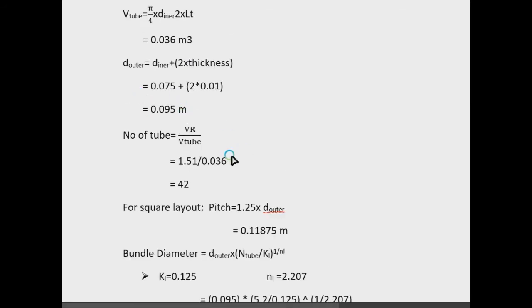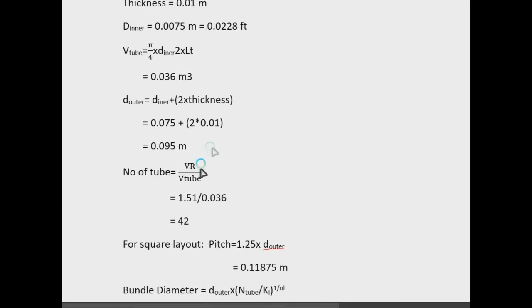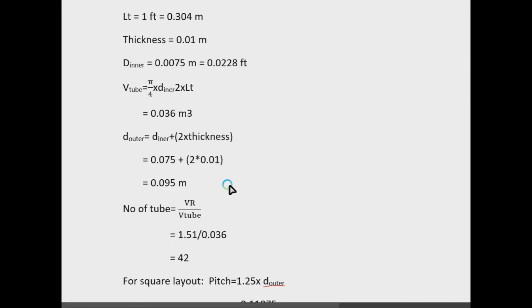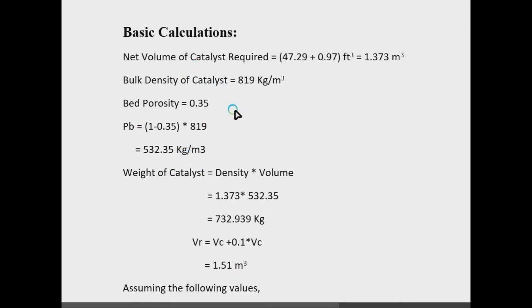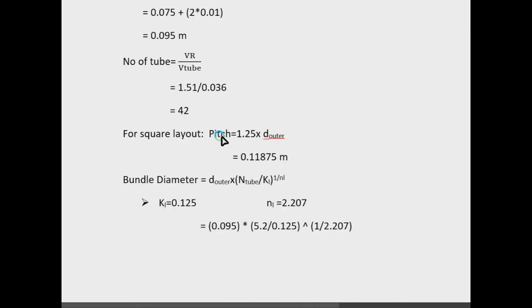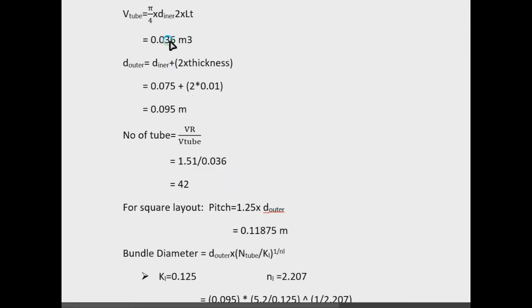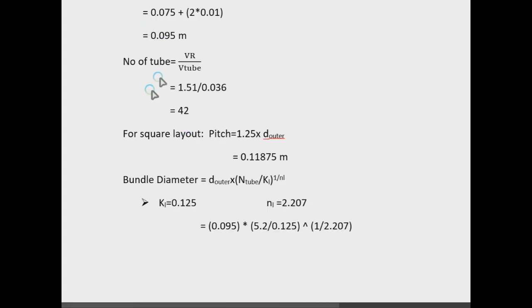Now we have to calculate the number of tubes. We know it is packed, so there will be no free spacing, no baffles, no internal or external geometry. There will be only a vessel in which tubes are packed. So the total volume of the reactor will be divided into the tubes. The total volume of reactor, which we calculated in this case, comes out to be 1.373 meter cube, divided by the volume of each tube, which was calculated before. So the number of tubes in the tubular packed bed reactor comes out to be 42.